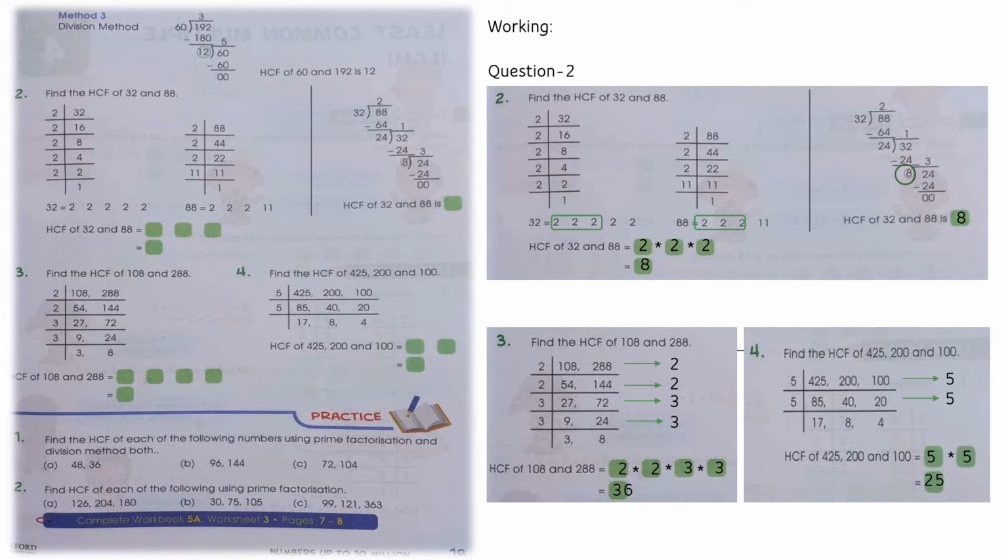So, we have started out with 5 and here we have the answer 85, 40 and 20. These 3 numbers are also divisible by 5 and the answer is 17, 8 and 4. But now, as you can see, there is no number that can divide these 3 numbers completely. If we use 2, then we know that 17 is not in the table of 2. Similarly, if we use 17, 8 and 4 are not completely divisible by 17. So, we stop here and our highest common factor comes out as 5 into 5, which is 25.